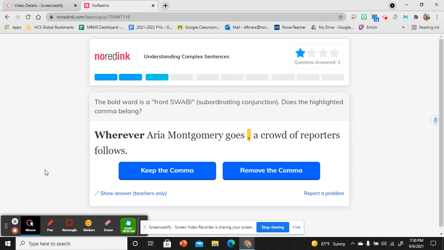Now remember, in the identifying SWABI section, I told you we were really only focusing on since, when, after, because, or if. Whenever and wherever are not one of those words, but they can still act as SWABIs. In fact, they are SWABIs. They are subordinating conjunctions. So just keep that in mind.